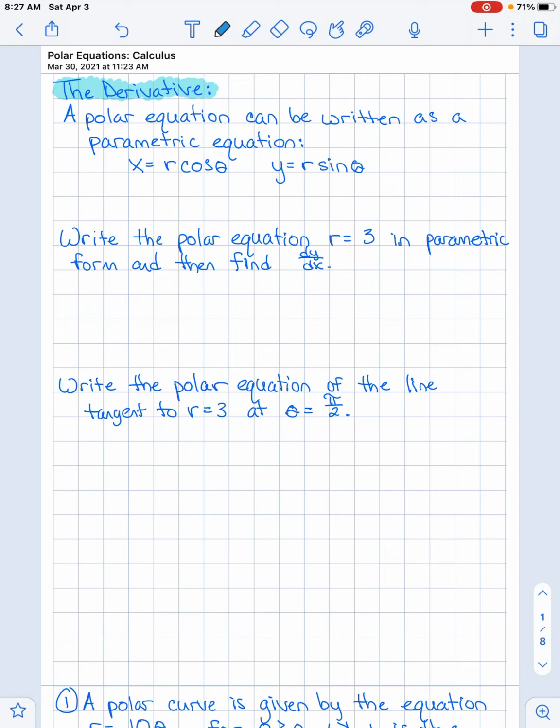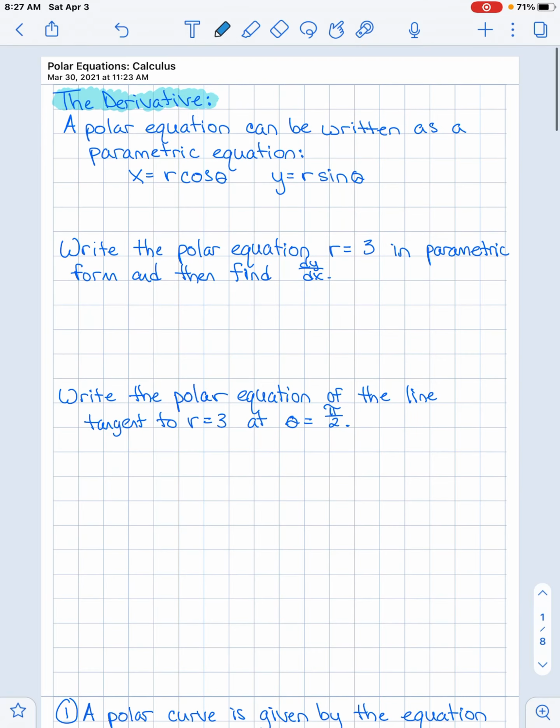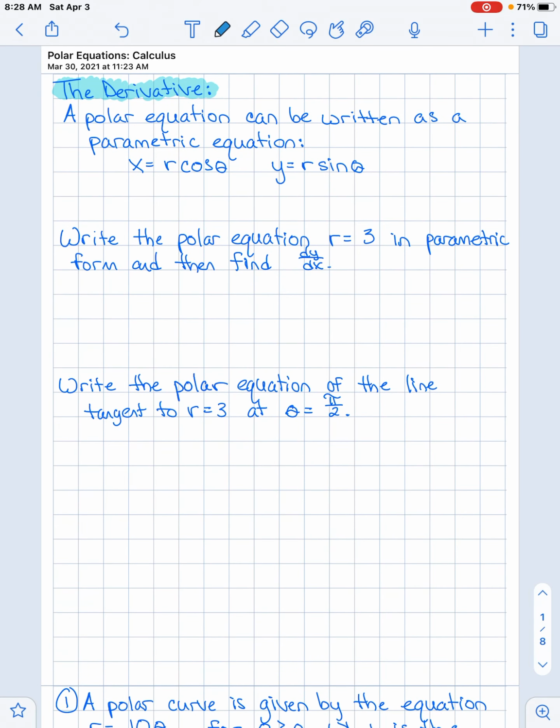So if we're thinking about this parametrically, then the first question says, write the polar equation r equals 3 in parametric form, then find dy over dx. Why don't you try that? See if you can do both of those parts. And you can see the next question, so if you're feeling awfully feisty, feel free to try the next one, but I won't do that right off the bat. All right, go give it a try.